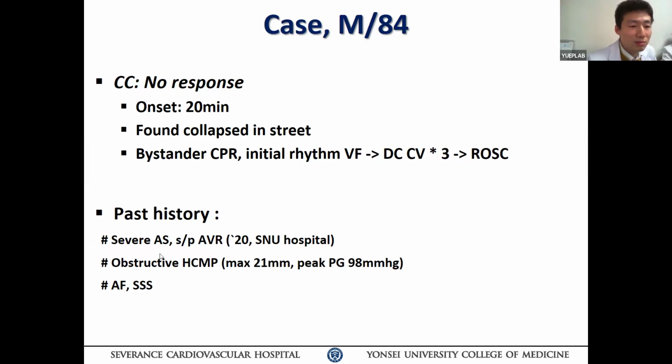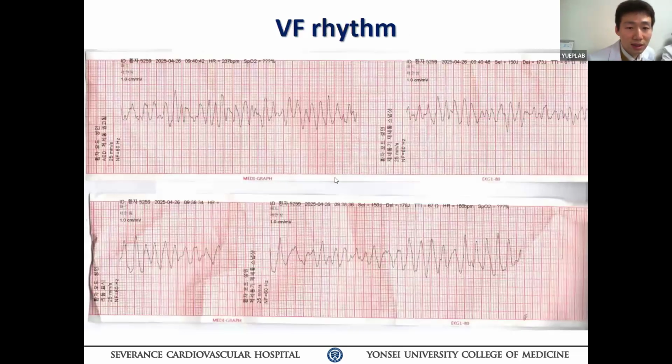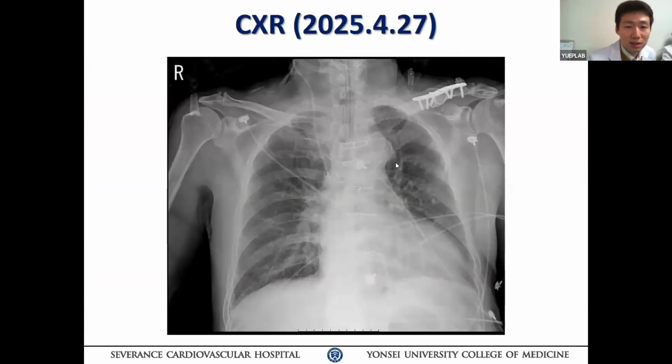He had a history of severe AS with bioprosthetic AVR about 5 years ago in another hospital, and he also had obstructive HCMP. It was revealed later that the maximal thickness was 21 millimeters, and the peak pressure gradient of the LVOT was about 98 millimeters Hg. And he also had AFib and sick sinus syndrome. And this was the VF rhythm, and he had 3 cardioversions. And he had cardiomegaly with left ventricular hypertrophy.